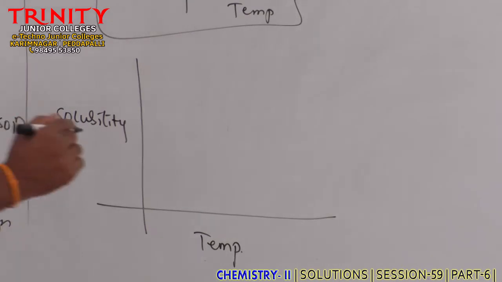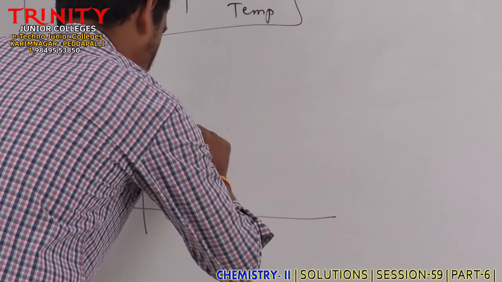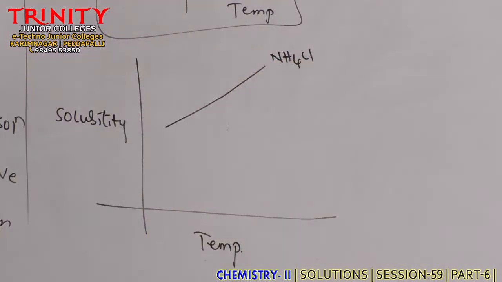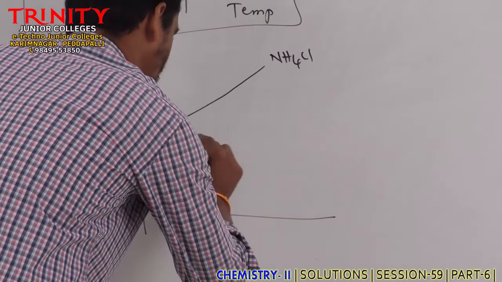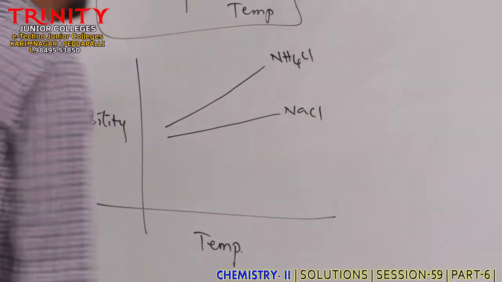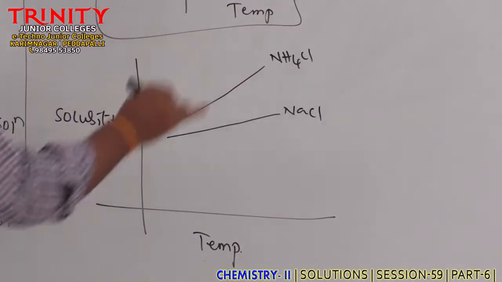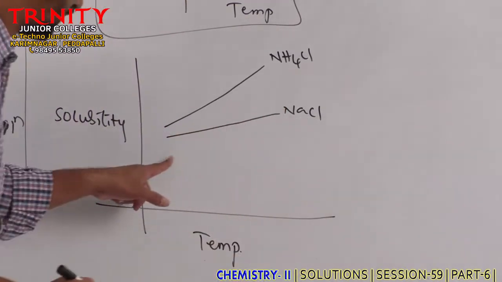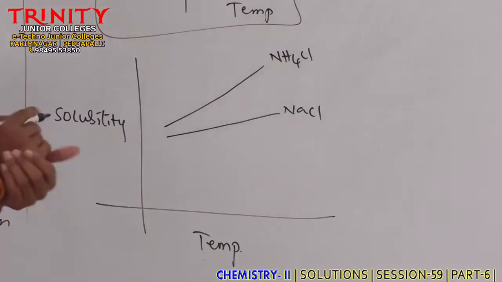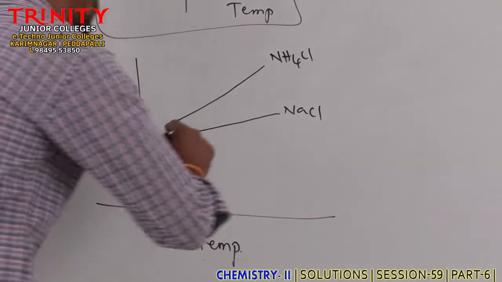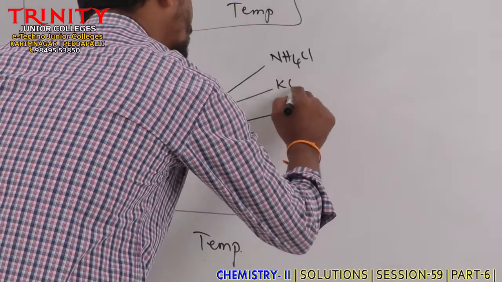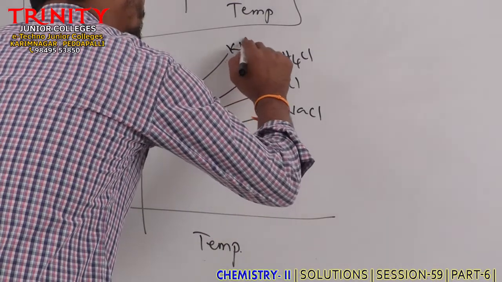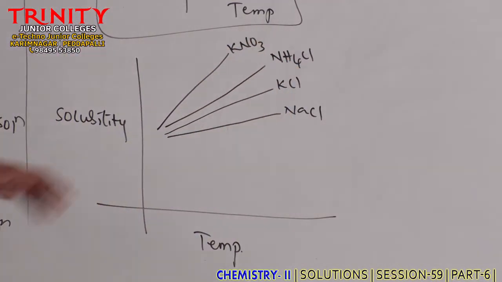If we take KCl or ammonium chloride, the solubility increases with the increase in temperature. It is a straight line like this for ammonium chloride. If we take NaCl, the solubility of NaCl in water changes slightly. I am taking the solubility of various salts in water. So the solubility of NaCl in water increases slightly with the increase in temperature. Clear? Next, if you take KCl, the solubility of KCl in water also increases with increasing temperature. The solubility of KNO3 increases with the increase in temperature. Clear? These are the solubilities in water.